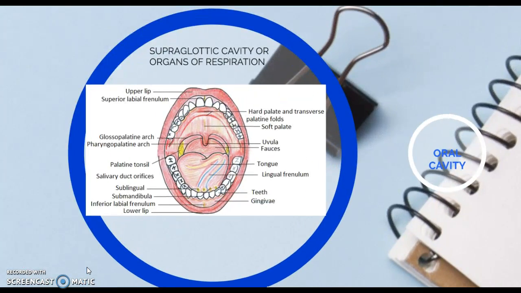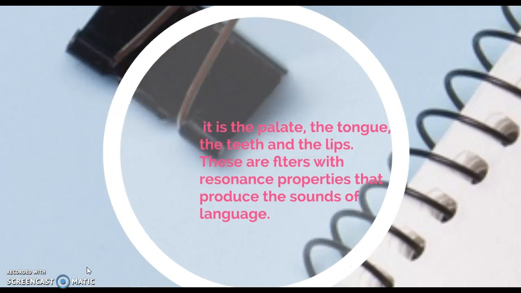Oral cavity. Supraglottic cavity or organ of resonance. It is the palate, the tongue, the teeth, and the lips that are endowed with resonance properties that produce the sounds of speech.